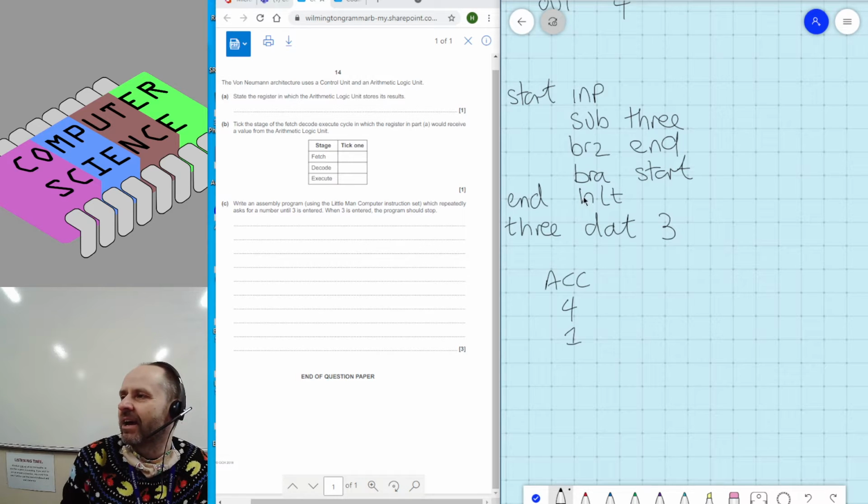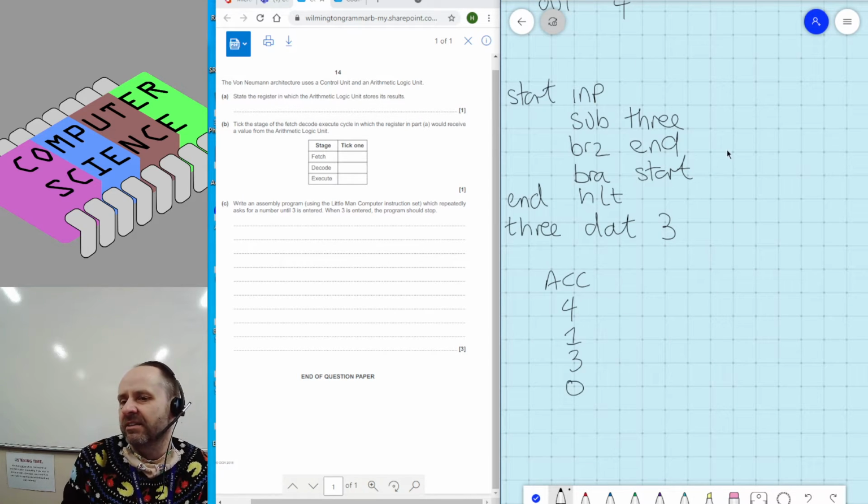So I drop down and execute the branch always, which has no condition, we just do it. It's just saying, hey, go back to this location. So I do another input. So now I'm going to input 3. I'm going to subtract 3, which gives me a 0 in the accumulator.